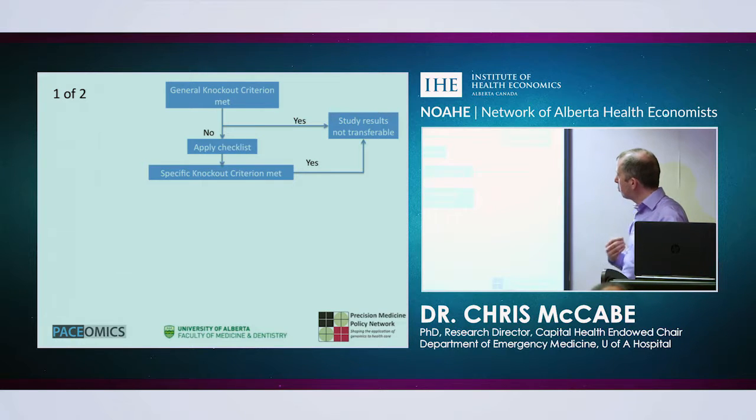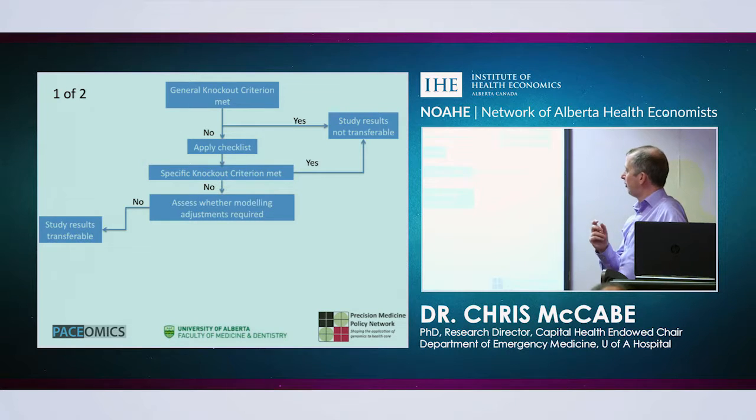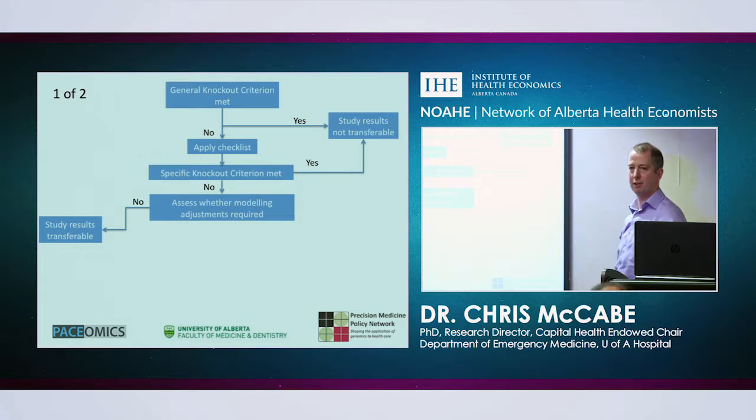If no, we might say, are modelling adjustments required? So we're not walking away from it, but the correspondence, could we improve the correspondence by using local data? If no, if we can't improve it, then we've got a study which is transferable. Good news, we actually don't have to build a model. Personal experience, it hasn't happened yet. But if you do ever find one, that'll be great.